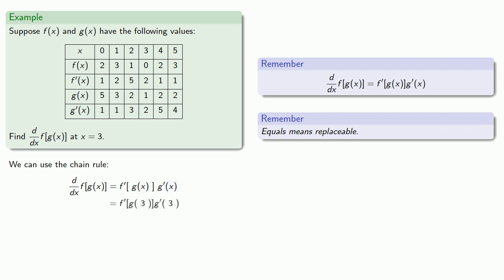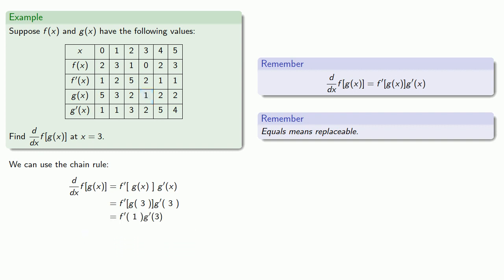Well, that doesn't do us much good. We don't know what g of 3 is. If only there was some way we could determine the value of g of 3. Oh wait, it's right here in the table. G of 3 is equal to 1.